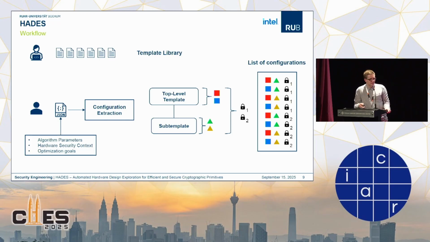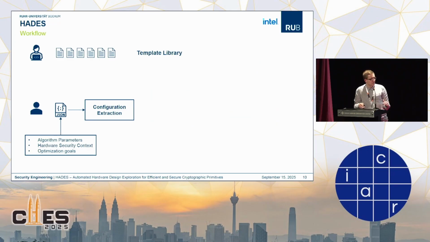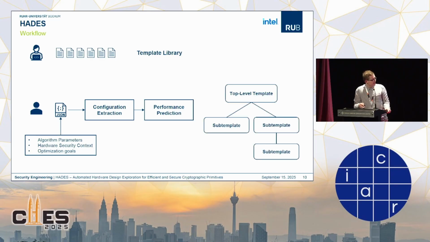And then we do the actual design space exploration procedure, where we really go through all the configurations in our list and extract the performance. And this happens in a bottom-up procedure. So if our hierarchy looks like this, then first the lowest sub-template would report its performance metrics up to the next highest sub-template. Then those would report their performance metrics to the top-level template. And then in the end, the top-level template gives us the overall performance prediction.